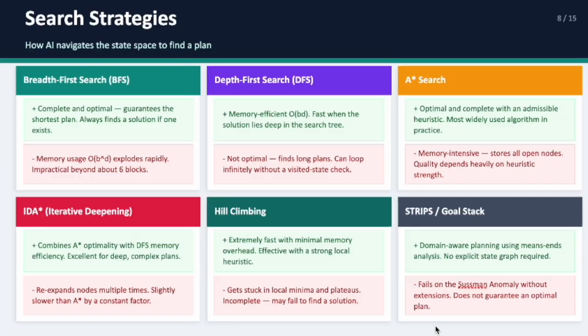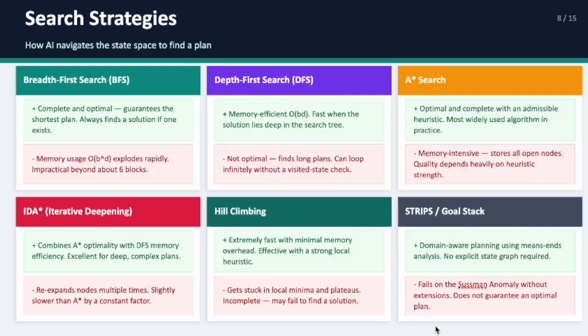Now, moving on to the search strategies. So, how does an AI actually find a plan through this enormous state space? Let's look at 6 search strategies. The first one is BFS. It will always find the shortest plan if one exists. For depth-first search, it is much more memory efficient. It only stores the current path, but it's not optimal. It may find a very long plan before finding a short one.